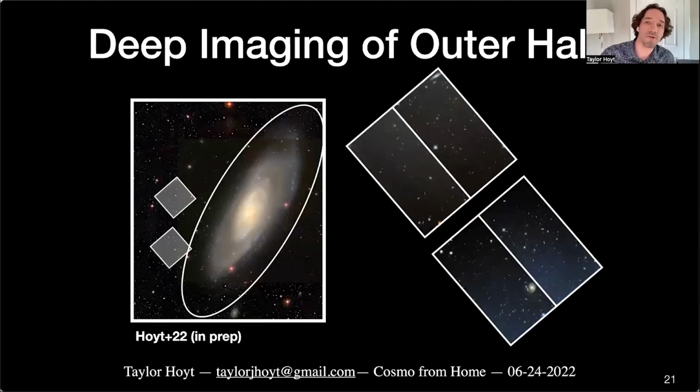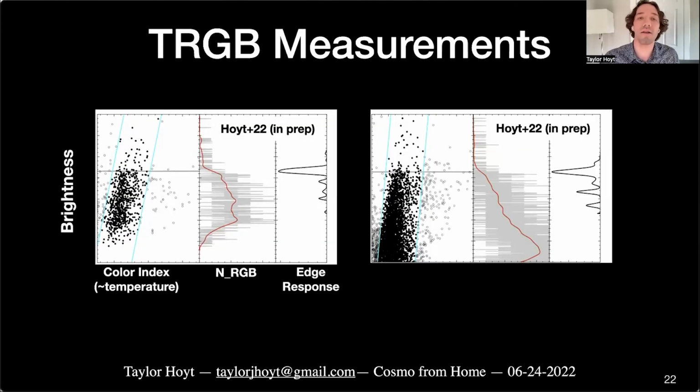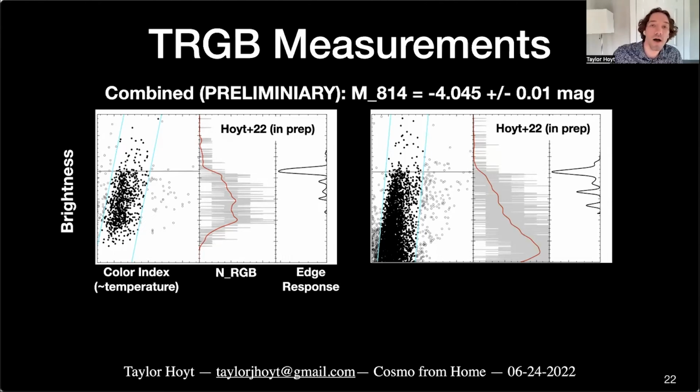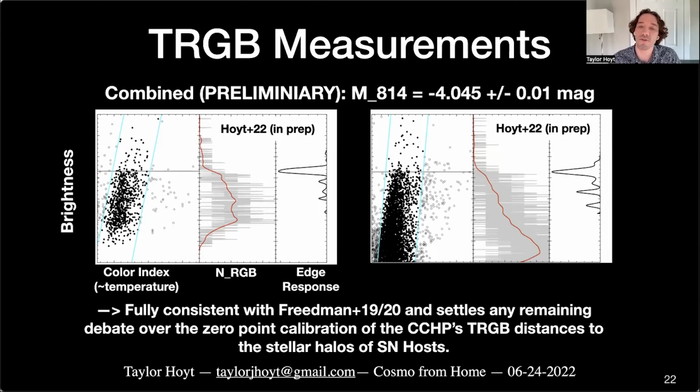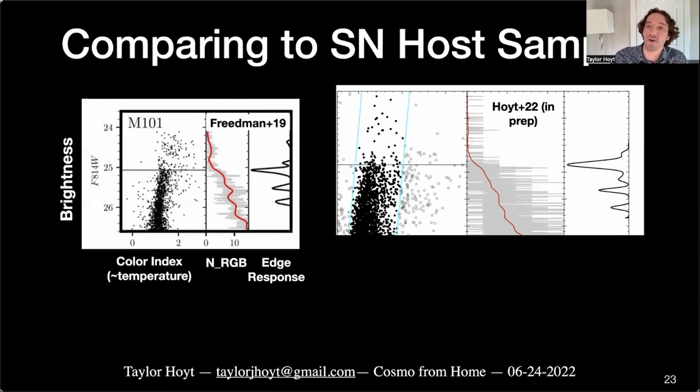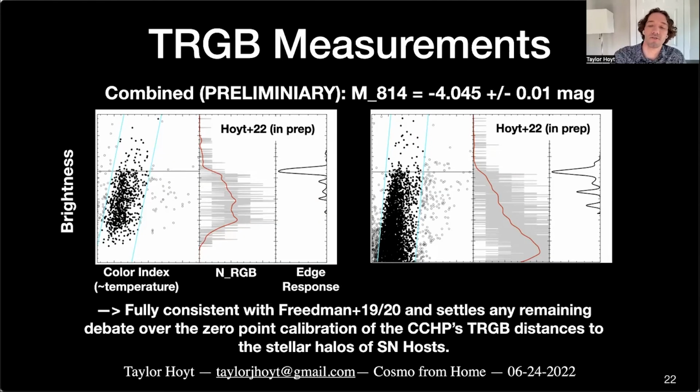So now I'll briefly show some preliminary results from two of the fields in the halo of NGC 4258, shown here on the left and the right. The two results are consistent with each other, well within the uncertainties, and combined give a calibration of the TRGB of about -4.045, which is fully consistent with the Freedman 2019, 2020, Zhang 2021, Hoyt 21 calibrations of the TRGB, and the long-term calibration of the TRGB as well.